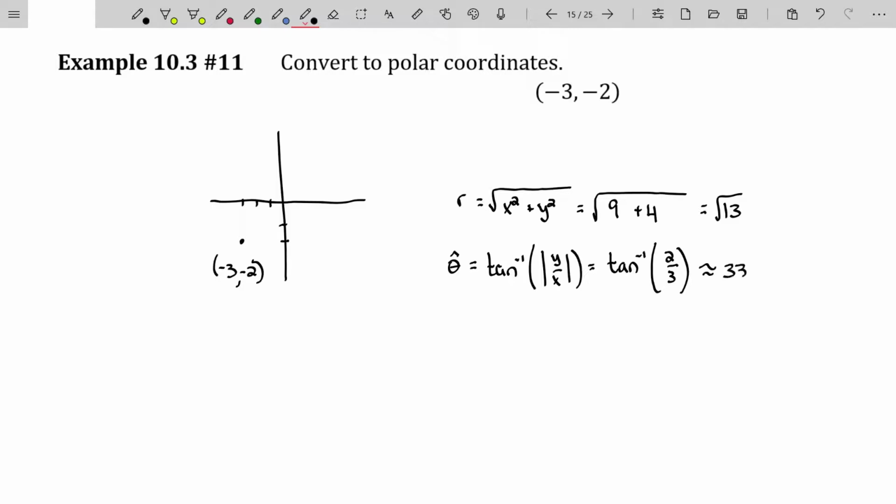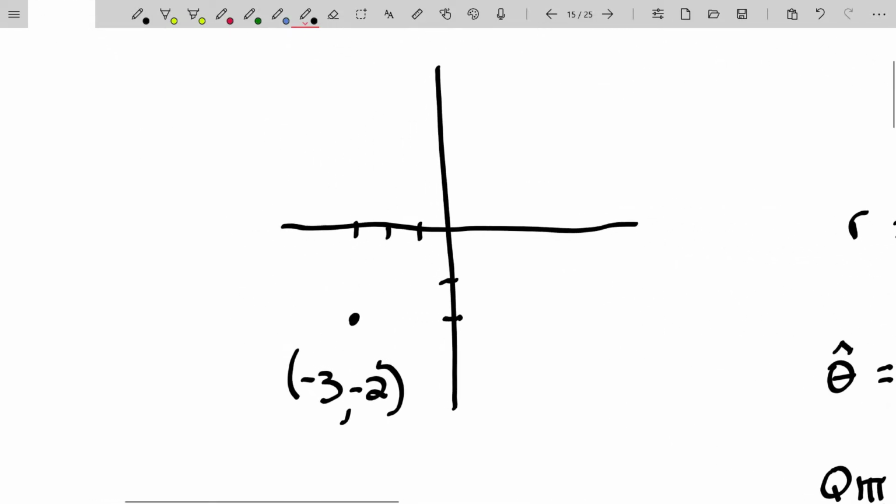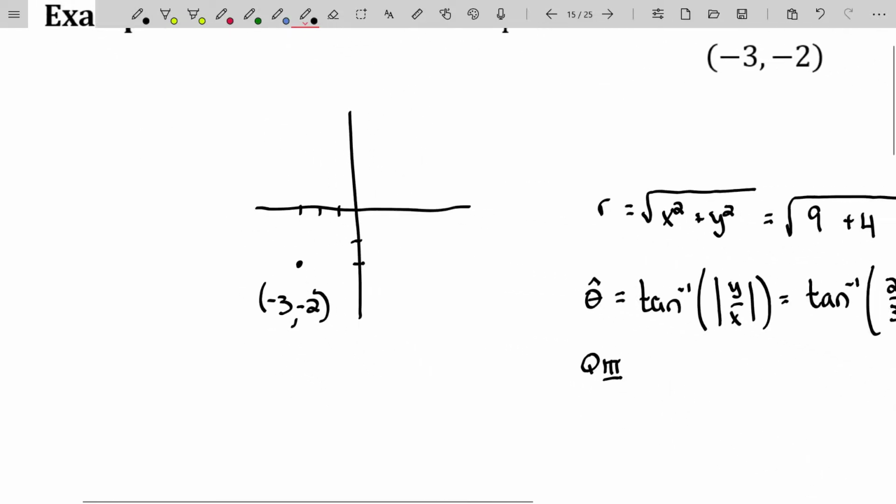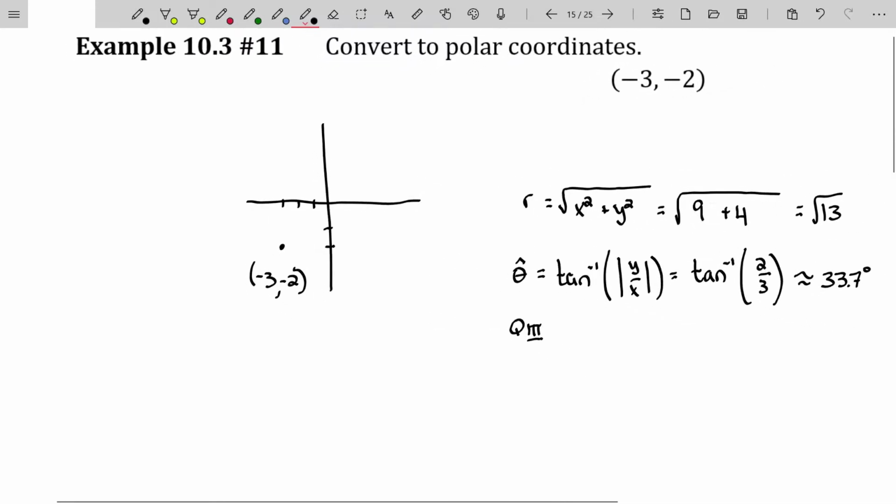Again, if your problem requires you to work in radians, please do so. That's our reference angle, and we are in quadrant 3. So if I have an angle in quadrant 3 with a reference angle of 33.7 degrees, that means I've rotated through 180 plus that 33.7 degrees, and that is 213.7 degrees. So theta is roughly 213.7 degrees. There you go.